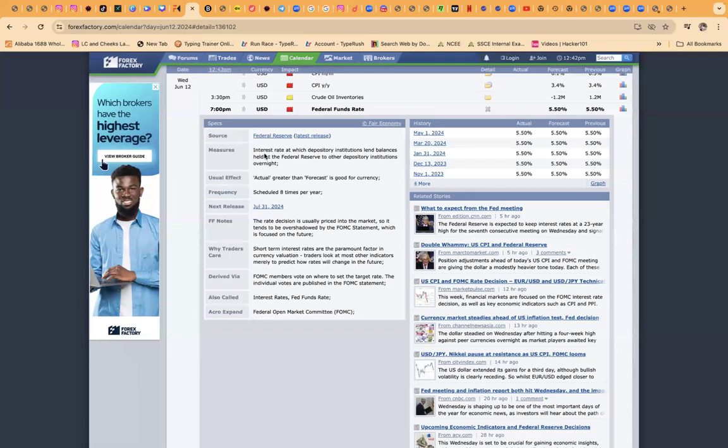So in measures, you should understand that this is the interest rate at which depository institutions lend balances held at the Federal Reserve to other depository institutions overnight, which their analysis was on the news release this July.